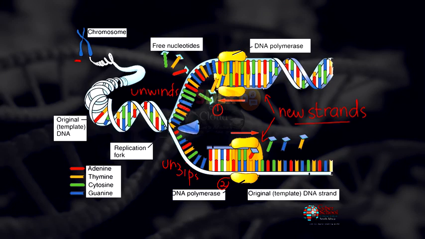Remember, I said each strand is identical to the other, and each strand is identical to the original strand from which we started. To summarize, from one DNA strand, we produce two identical new DNA strands, so that is basically DNA replication.